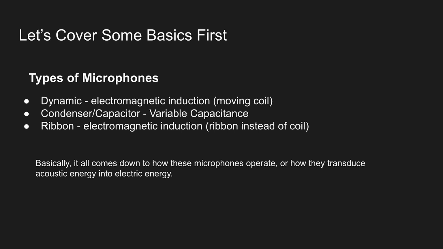So you'll see dynamic microphones operate off of a principle called electromagnetic induction, also referred to as moving coil. Condenser or capacitor mics operate off of variable capacitance. Ribbon mics operate off of electromagnetic induction as well, except those microphones use a very, very fragile ribbon.